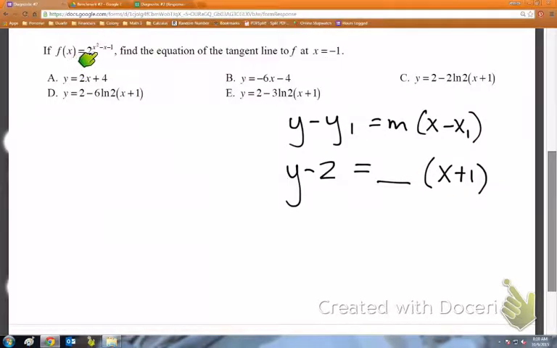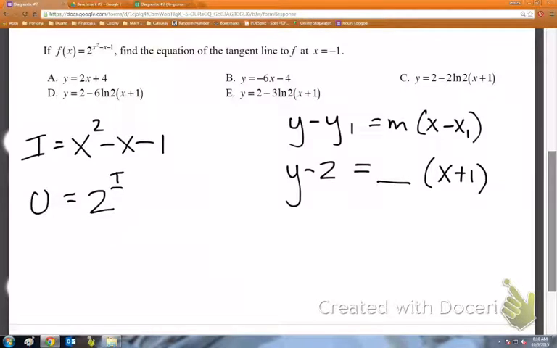So the derivative of this function, you should notice that it has an inside and an outside. The inside is what's up here in the exponent. So my inside is equal to x squared minus x minus 1. My outside is equal to 2 to the power of the inside. So when I find the derivative of that, I get f prime of x equals.